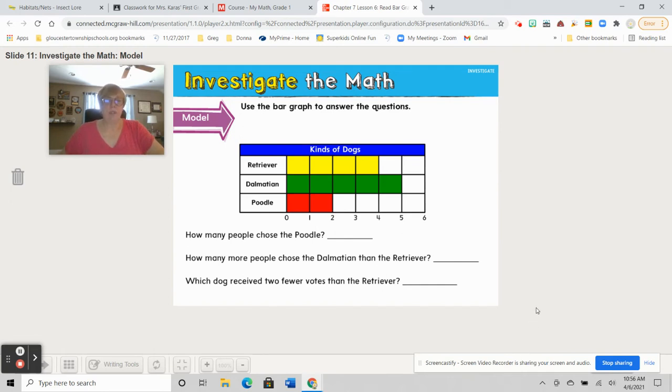Okay, so the first one, how many people chose the poodle? Pause it and come back. How many more people chose the Dalmatian rather than the retriever? And which dog received 2 fewer votes than the retriever? Okay, so if you want to pause and then check your answers, what you put down, and then come back and I will show you the correct responses.